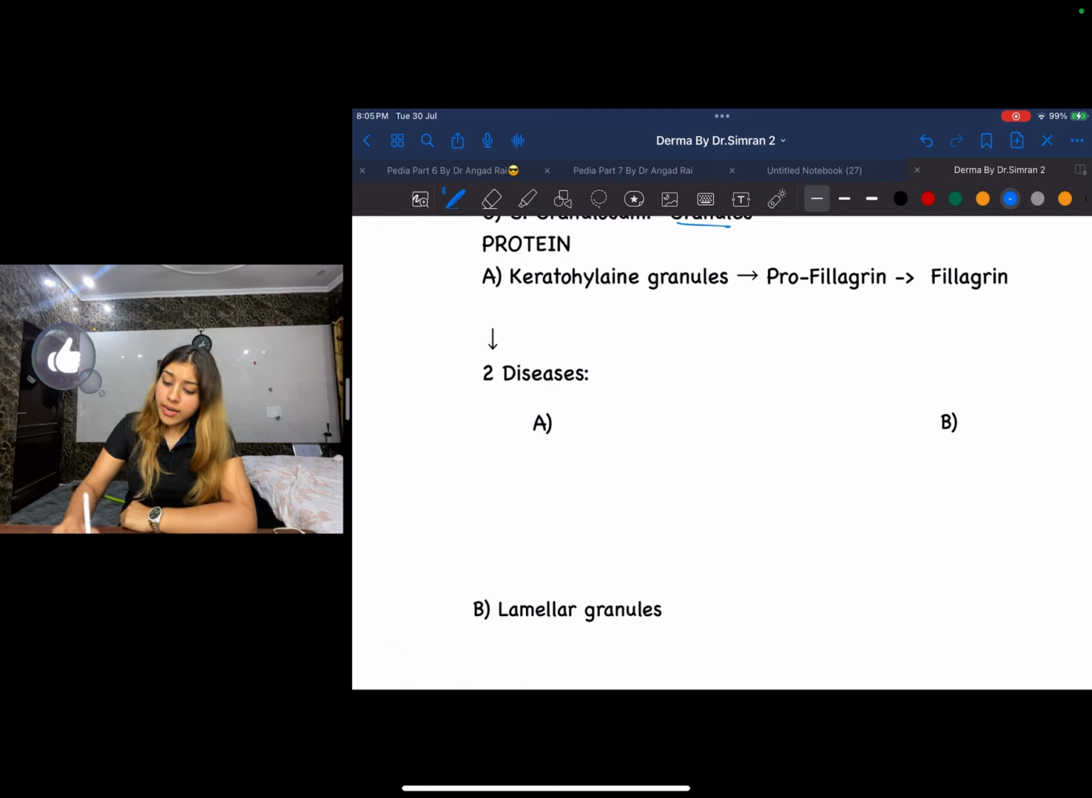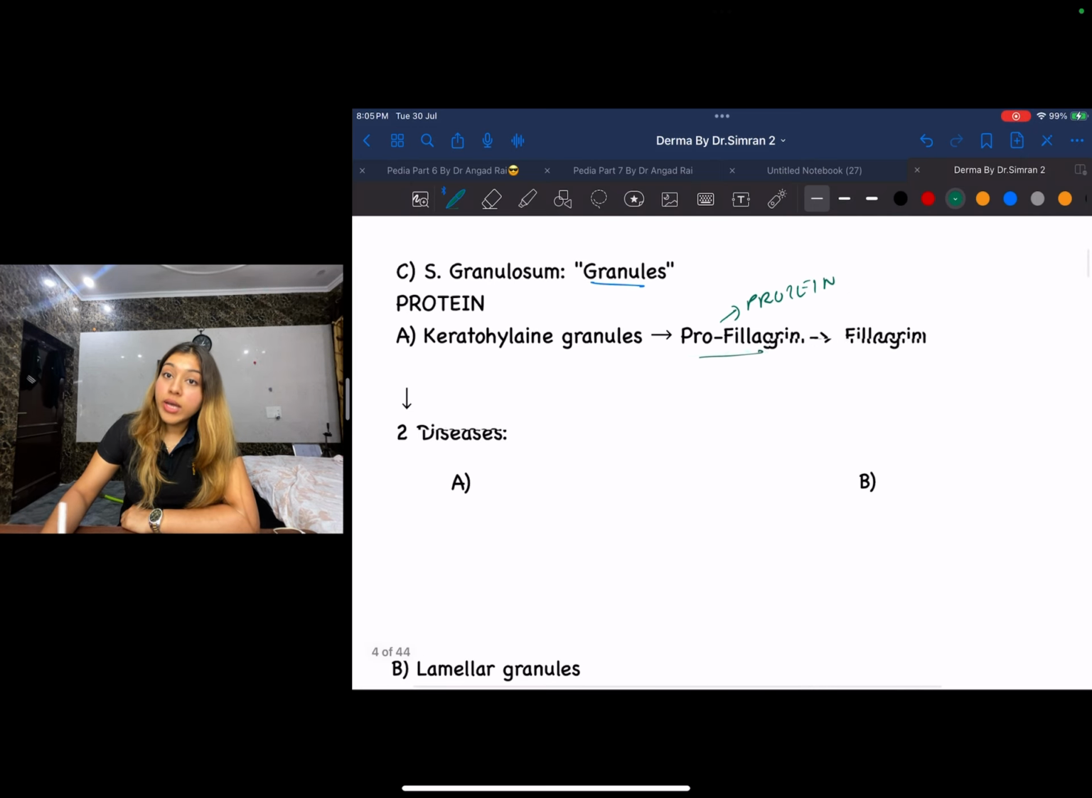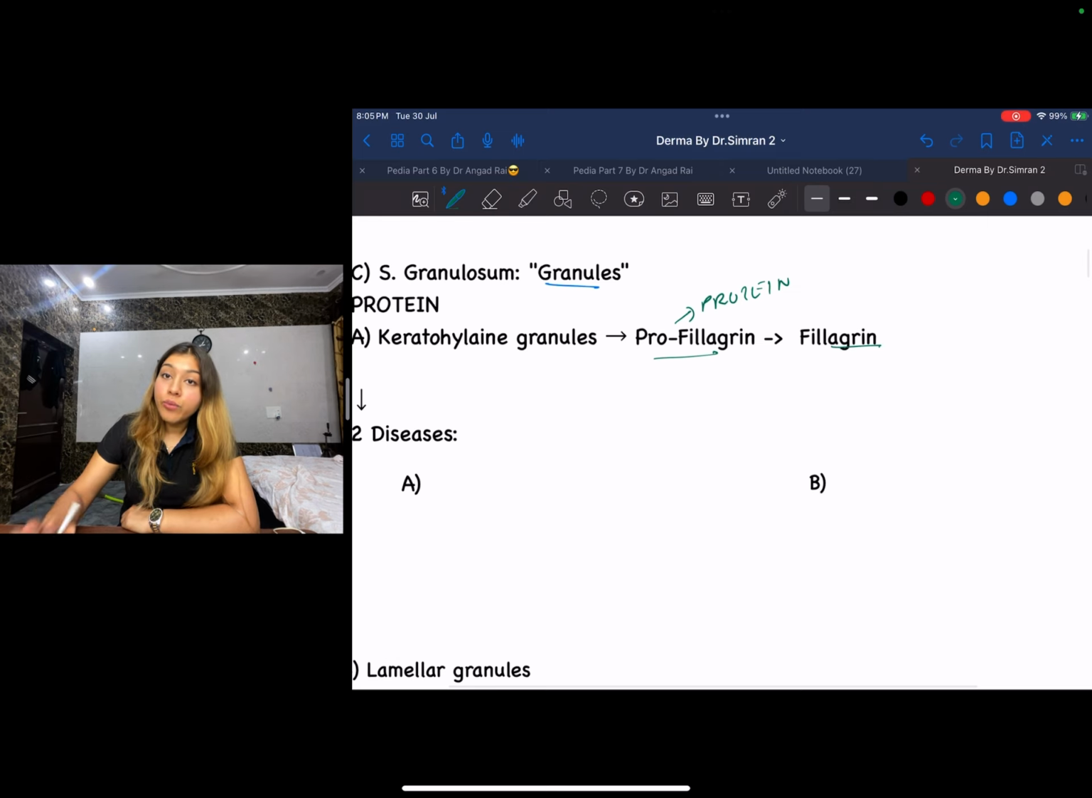Okay, let us first look into your keratohyalin granule. What is there? There is this protein called profilaggrin. This will give rise to your filaggrin. And what is filaggrin? It is a filament aggregation protein.